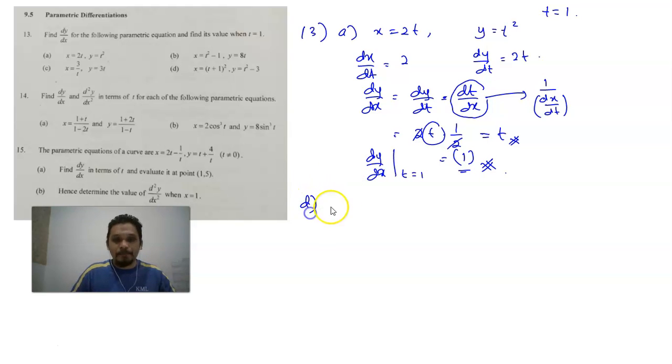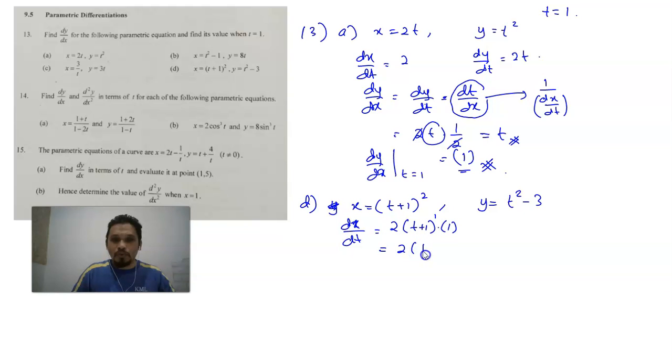13d. x equals (t plus 1) squared and y equals t squared minus t minus 3. Then dx/dt equals, differentiating, 2(t plus 1) times 1, which gives 2t plus 2 minus 1... so dx/dt equals 2t plus 1, and dy/dt equals, differentiating, 2t.